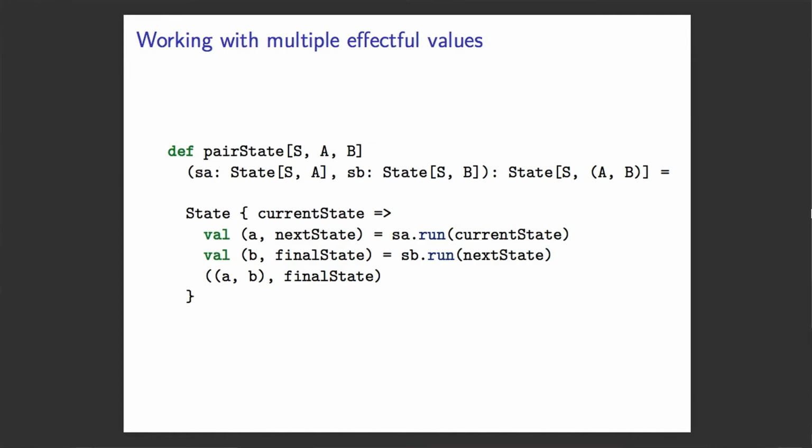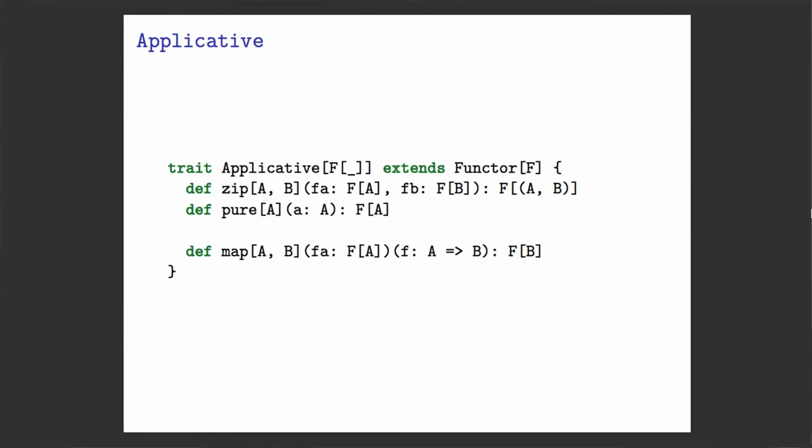And again, we're going to do the same thing that we did before. These all follow more or less the same pattern. We have a notion of looking inside two effectful values and then pairing them up together while remaining inside the effect. And this is what applicatives are all about. So applicative talks about type constructors that support the zip operation and support the pure operation.